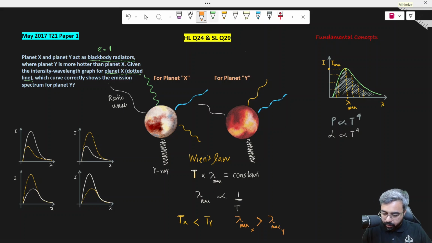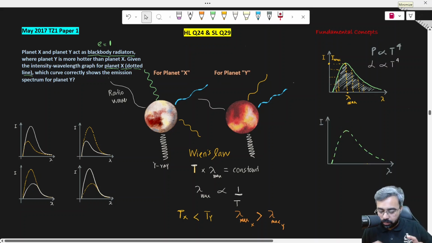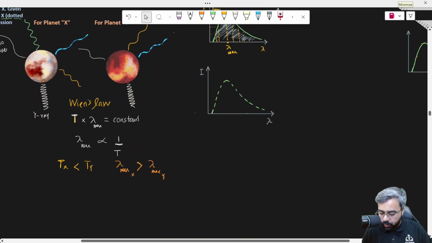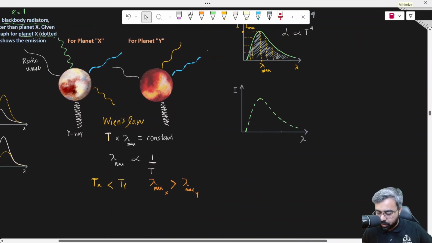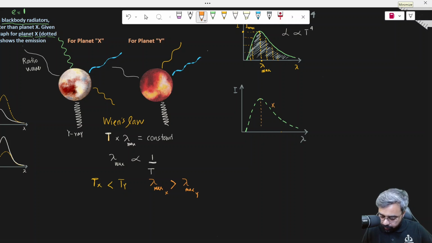So, dear students, let's now apply the results that we have learned and compare the two. Let's say this is the graph for X, and this is the wavelength for X, lambda x. What we have learned is that the wavelength of X must be larger. And secondly, the temperature of Y is more, so planet Y must release more energy. It should have more area under the curve. So where does this lead? Don't you think it leads to exactly something like this curve?